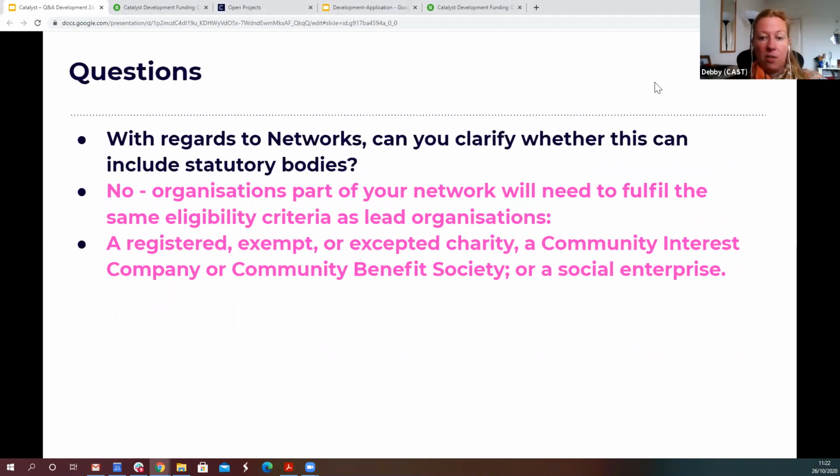With regards to network, can you clarify whether this can include statutory bodies? No, organizations part of your network will need to fulfill the same eligibility criteria as you as a lead organization. So this means they have to be a charity, a non-profit, a civil society organization. You can have them as an additional partner in your network, but the core 10 will have to be non-profits. As a registered exempt charity, as a social enterprise, as listed below.